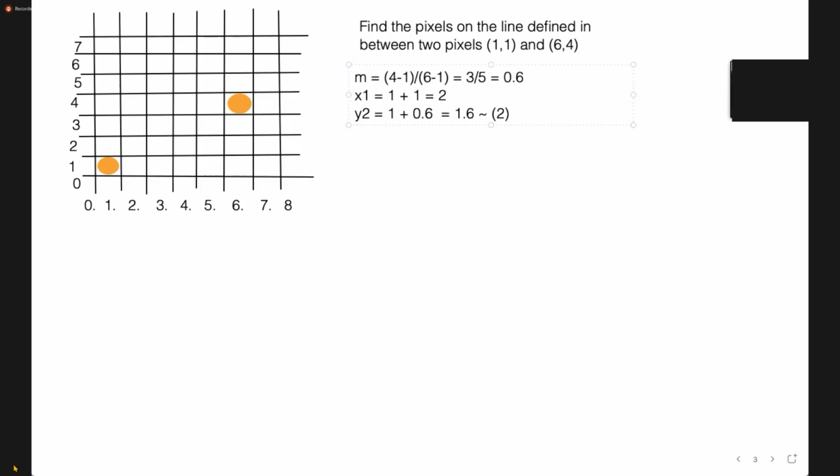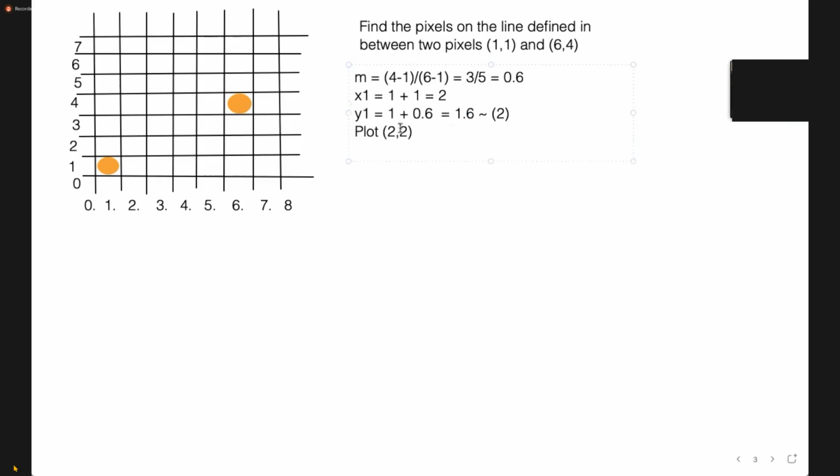Then plot 2, 2. But the actual value of y2 is 1.6. Remember that one. Most of the time people make a mistake here. The actual value of y2 is 1.6. So y1, sorry, here, x1, y1.